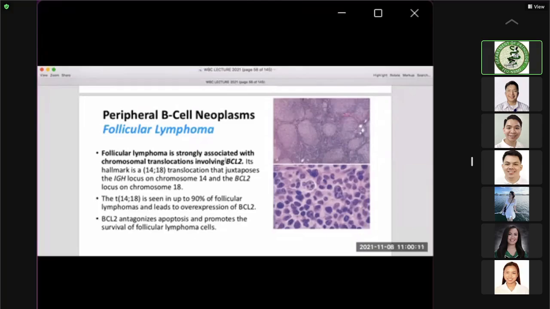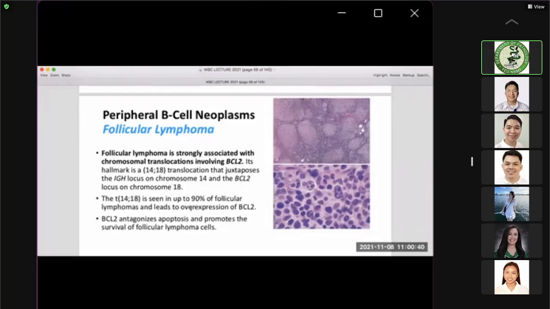We have mentioned this a while ago. So this is the one that we have to differentiate from follicular lymphadenitis. Follicular lymphoma is strongly associated with chromosomal translocation involving BCL2. So we have here chromosome 14 and 18. Then these are the specific loci involved.